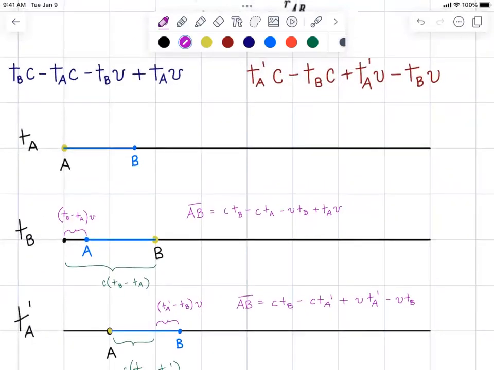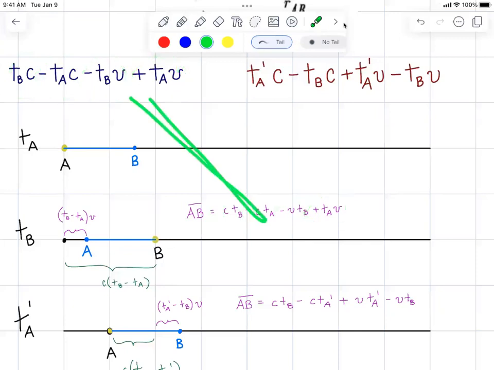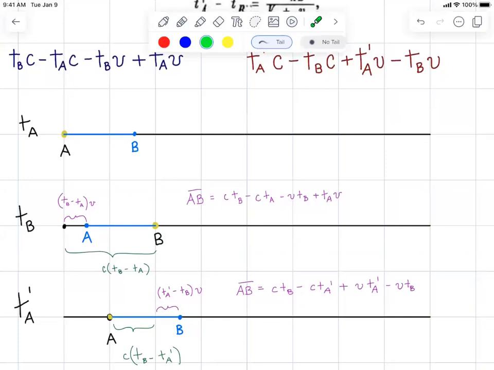Now let's compare these 2 line segments to the original 2 expressions that we wrote out here. Are they the same? This is for the first process, CTB minus CTA minus VTB plus TAV. Yes, they're the same for this first process. For the second process, we have TA prime C. We have a minus here. Okay. Interesting. 1 second.